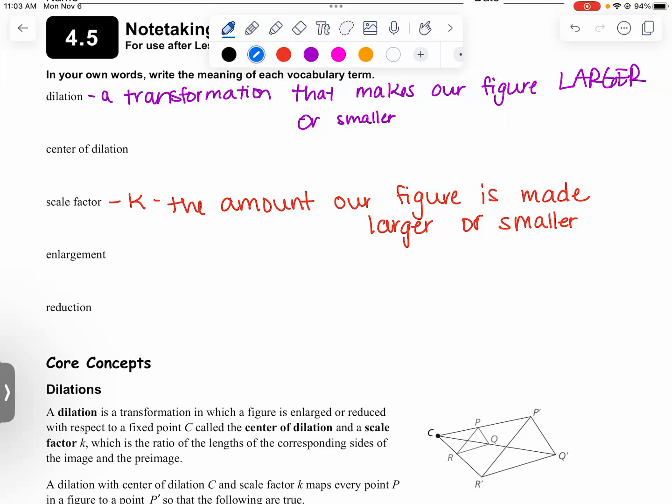If K is bigger than 1, we have an enlargement because our shape is getting bigger. But if K is smaller than 1, we have a reduction because our shape is getting smaller.